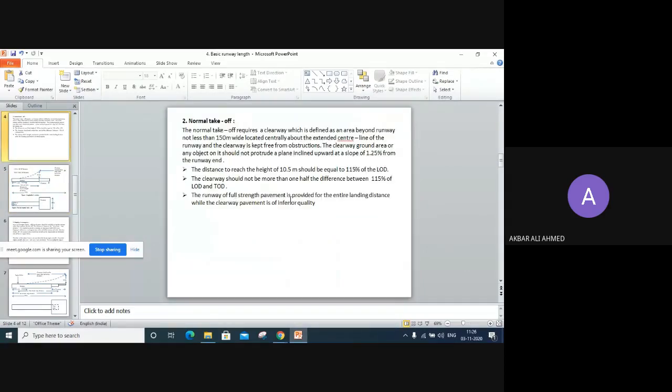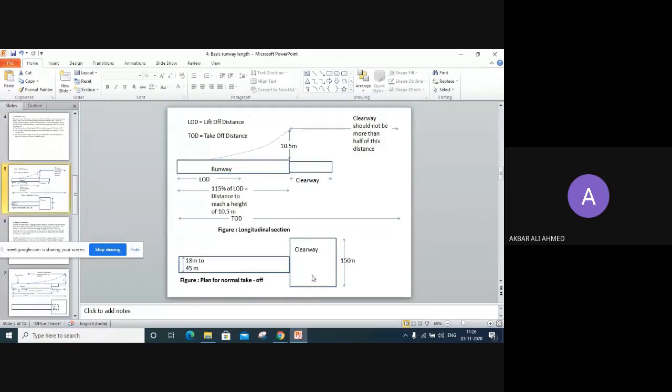The last one: the length of the runway is provided for the entire landing distance, while the clearway is of inferior quality. The quality of clearway is less, inferior, while the runway is of superior quality. That means the concrete grade used is lower here, and it is of higher strength in the length of the runway.